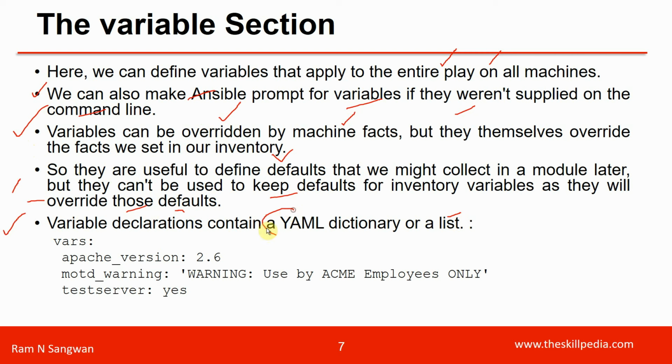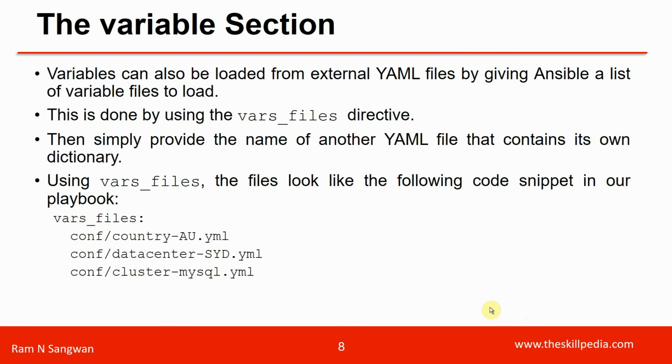Variable declaration contains a YML dictionary or a list of items. Like this is a variable. So these are three variables we define in our playbook, the example playbook which we are studying. Variables can also be loaded from an external YML file. It's not that you have to specify everything. You may include multiple files. You may include multiple locations and different files from different locations. That's also allowed by giving Ansible a list of variable files to load.